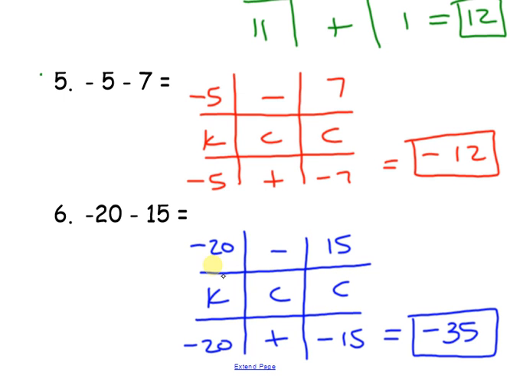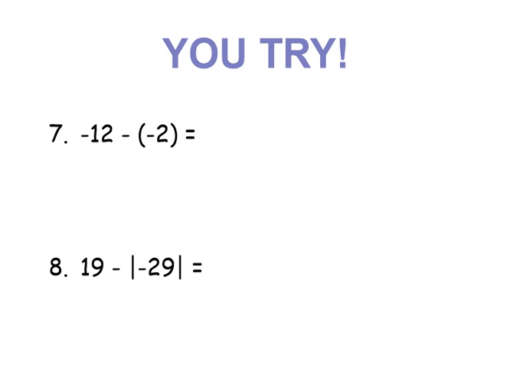In the third example, you have negative 20 minus 15. You're going to keep the negative 20, change the minus to a plus, and change the positive 15 into a negative 15. Here you end up with the same sign as well, so you're going to add and keep. 20 plus 15 is 35, negative, and this one's negative, and so your answer will also be negative.